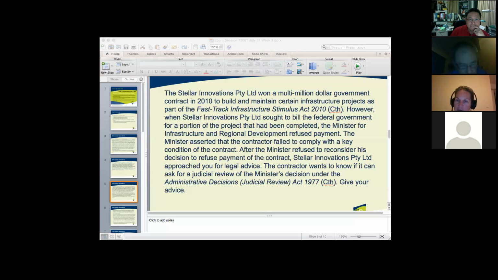After the Minister refused to reconsider his decision to refuse payment of the contract, Stellar Innovations Proprietary Limited approached you for legal advice. The contractor wants to know if it can ask for a judicial review of the Minister's decision under the ADJR Act. Give your advice. Okay, 30 seconds again, think about it, and when you're ready, say yes or no.